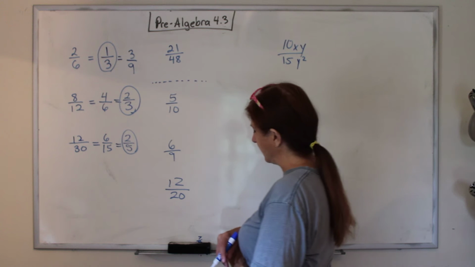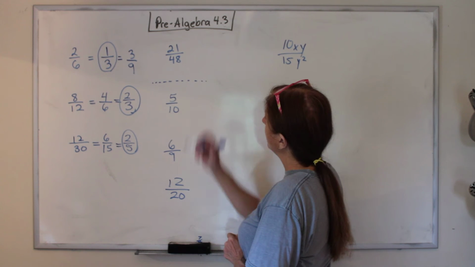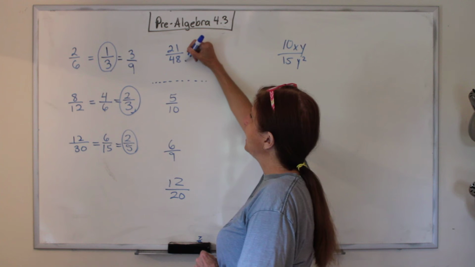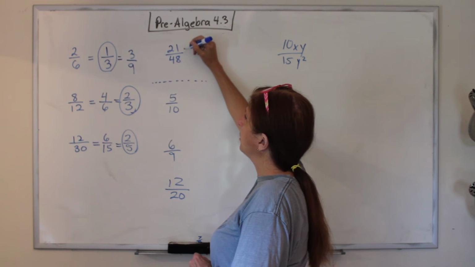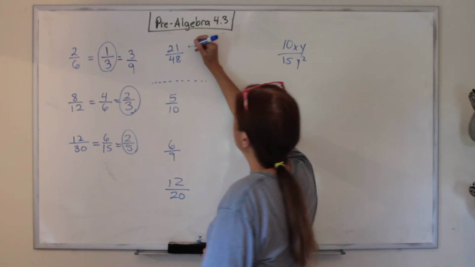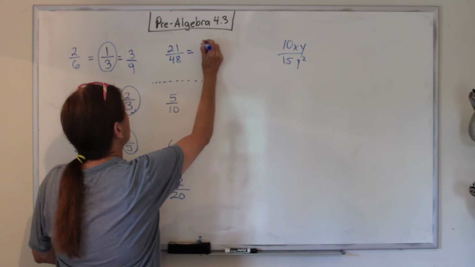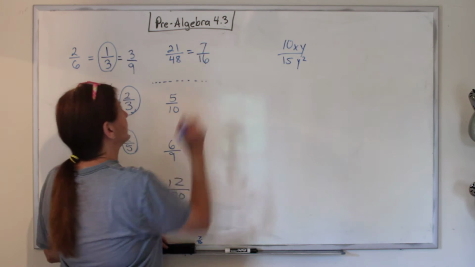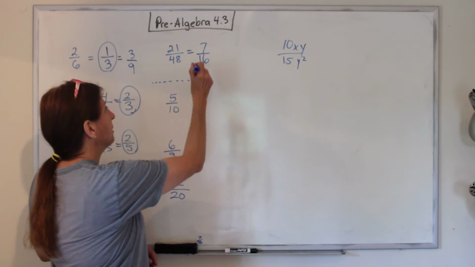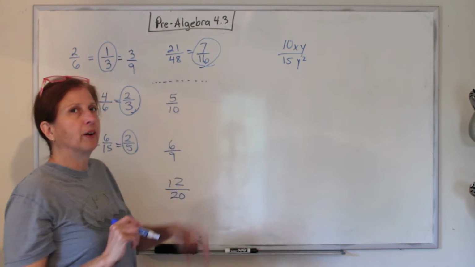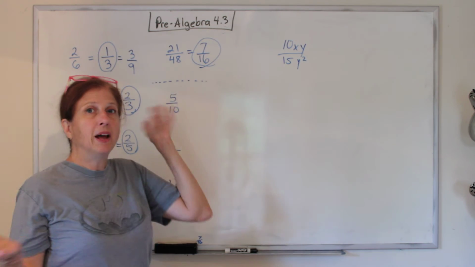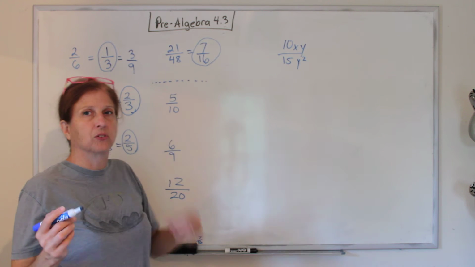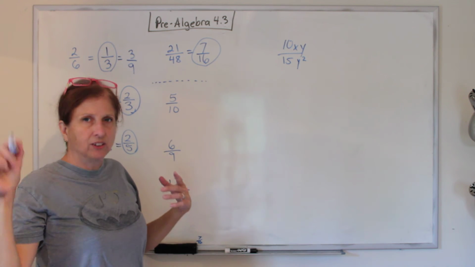Here's another one. 21 and 48. What goes into both of those? Well, 21 is 3 times 7. And 7 doesn't go into 48, so I think it's 3. So 3 goes into 21 7 times. 3 goes into 48 16 times. So sometimes you might have to get your calculator and play around and see, you might not know, does 3 go into 48? You might not know your 16 tables up to 48. That's okay. Use your calculator.